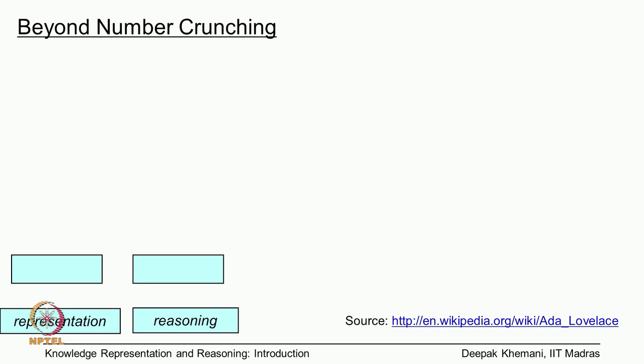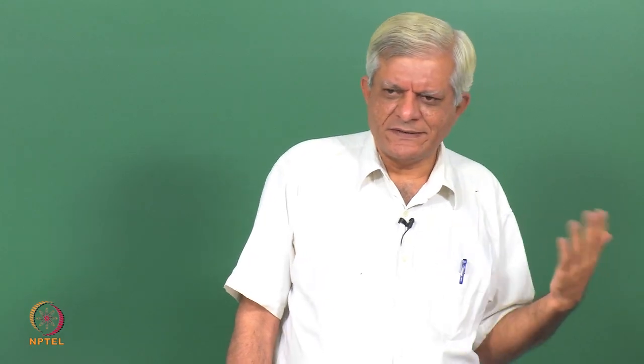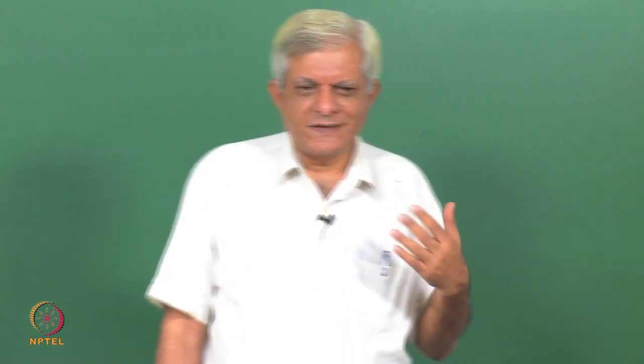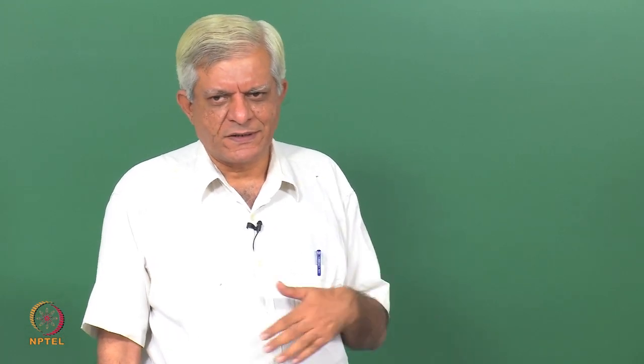Okay, so let us see what Ada Lovelace has to say. Ada Lovelace was a collaborator of Charles Babbage, who is credited by many to be the designer of the first computer, and a computer is different from a calculator in the sense that it has a stored program. You can change the program and it behaves differently. So, a calculator can do only one thing, a computer can do many things.